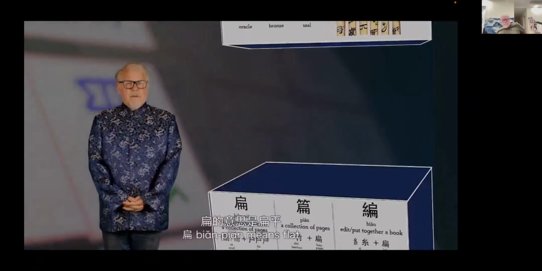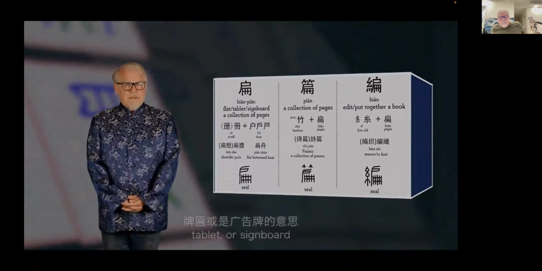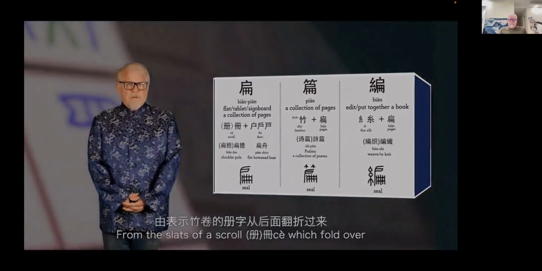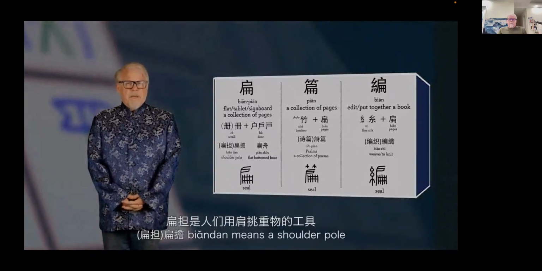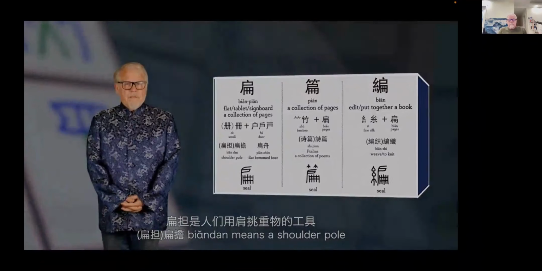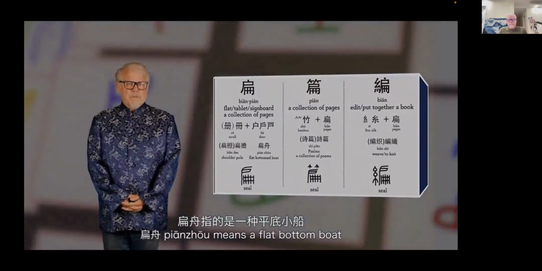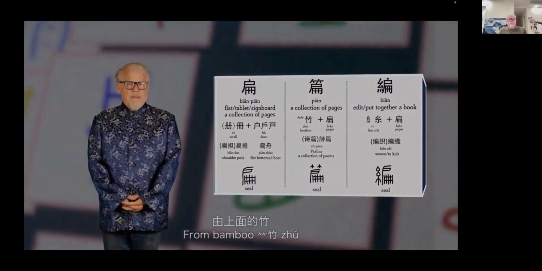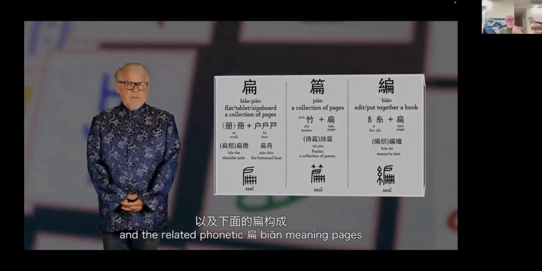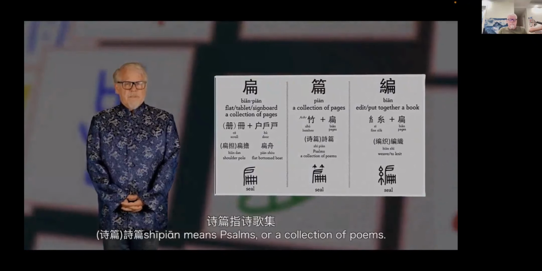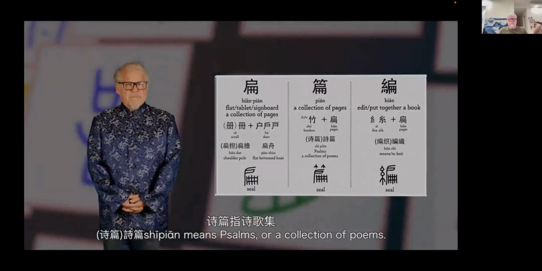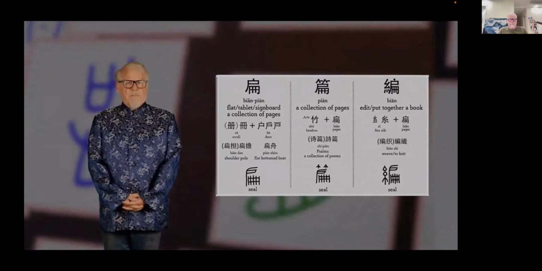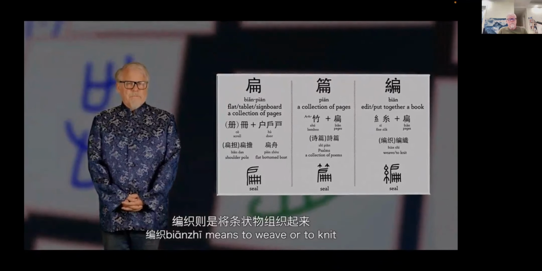Bian or pian means flat tablet or signboard. From the slats of a scroll, ce, which fold over, kind of like a door, hu. Bian dan means a shoulder pole, and pian zhou means a flat bottom boat. Pian means a collection of pages from bamboo, zhu, and the related phonetic, bian, meaning pages. Shi pian means psalms, or a collection of poems. Bian means to edit, or put together, into a book. Bian zhi means to weave or to knit.